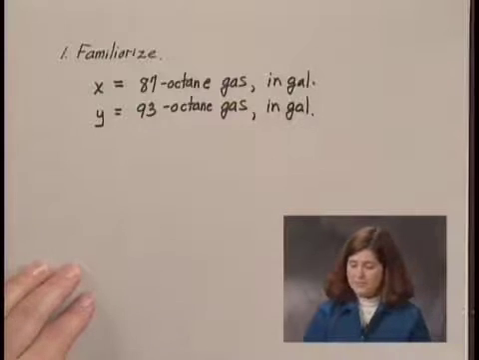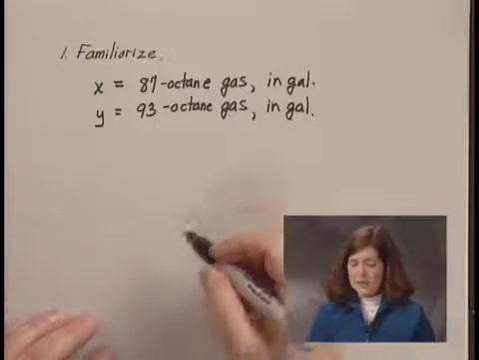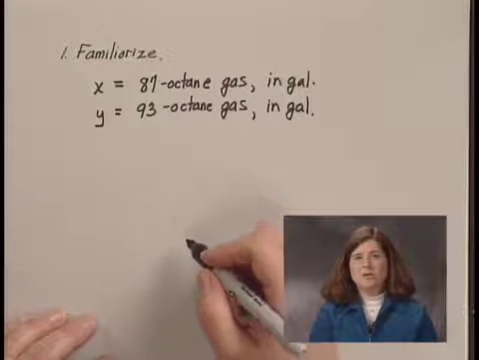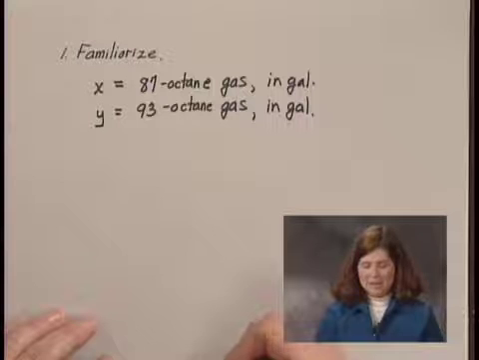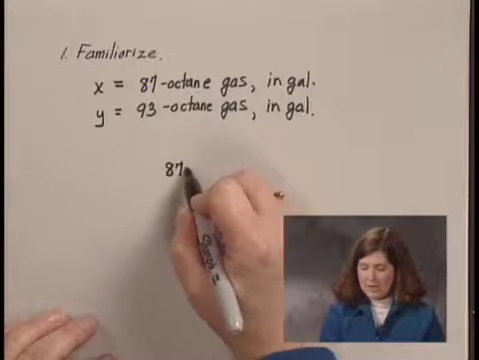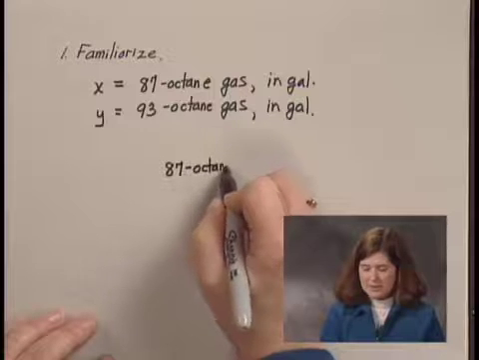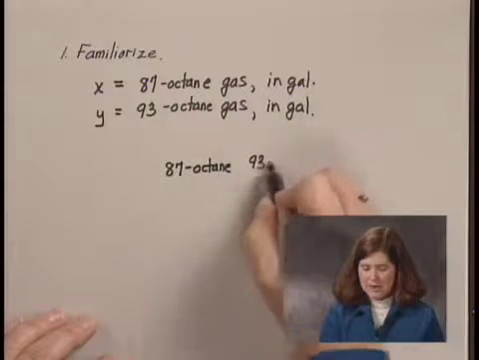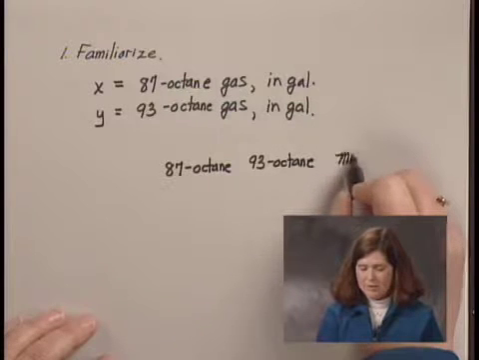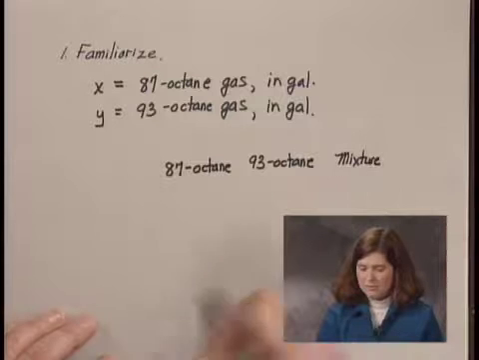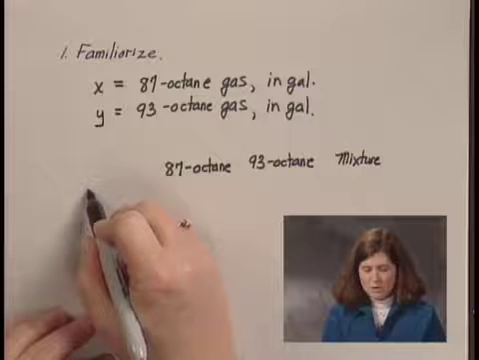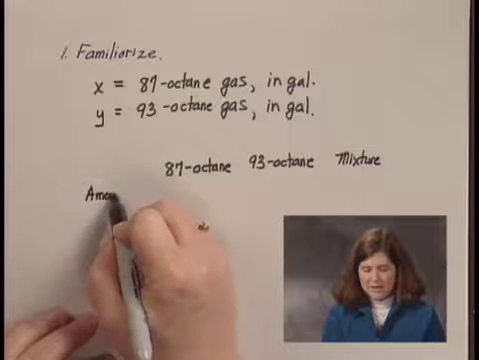Okay, in gallons. In the table, each column should be the mixture or the solutions that we're adding to get the mixture, since we're working with a mixture problem. We're dealing with 87 octane gas, 93 octane gas, and the mixture. And in the first row, we'll look at the total amount, in gallons, of the gasoline.